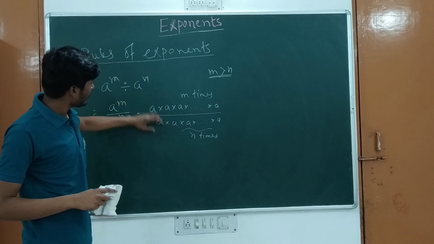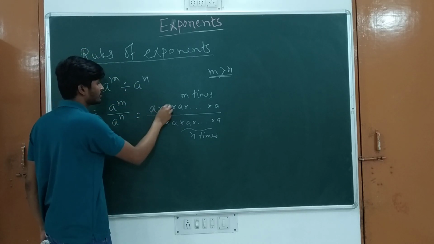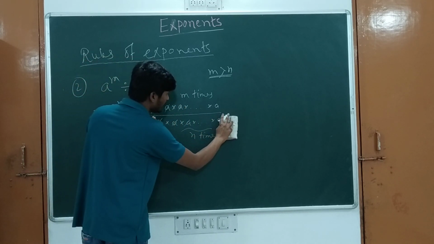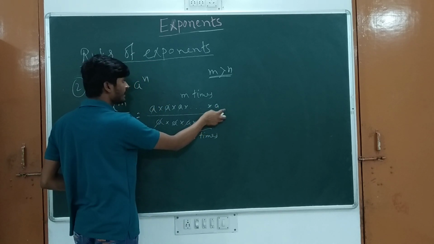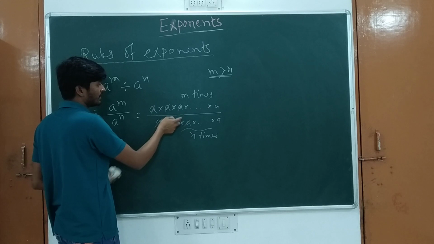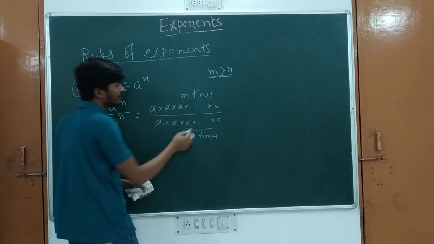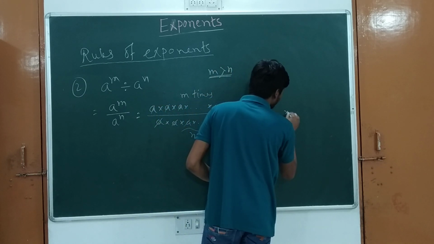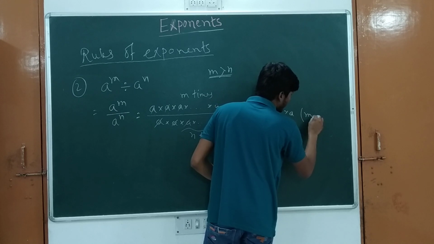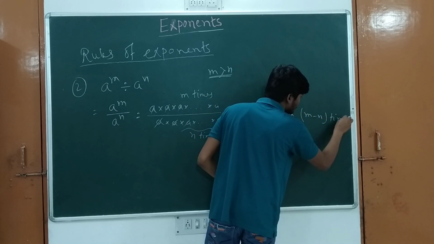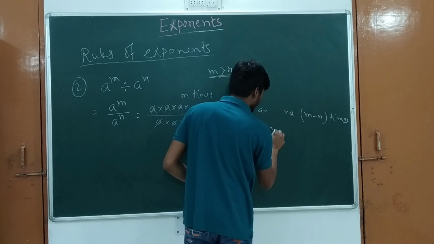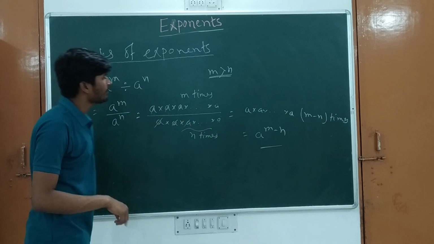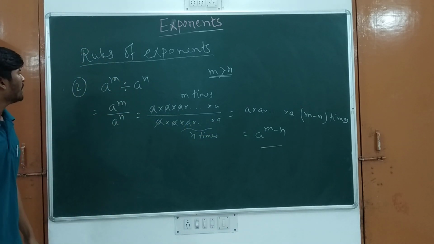In the numerator there are more a's than in the denominator. Then we can count and cancel like this. How many a's will be left? All the a's in the denominator will cancel, but there will still be some more a's in the numerator. How many more? m minus n. So a into a, m minus n times is what is left over. So that is a to the power m minus n. So a to the power m divided by a to the power n is a to the power m minus n. That is, we just subtract the powers.